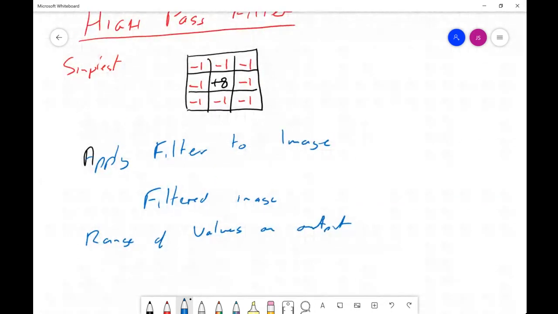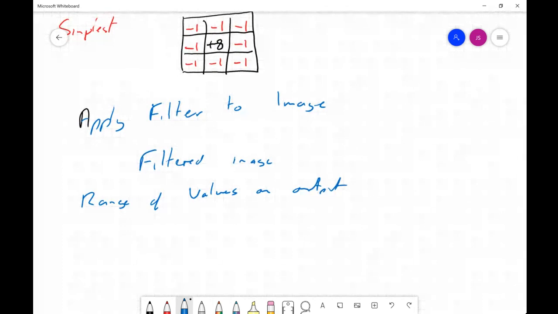Right, we'll take this window. If I'm correlating it with an image where all the output pixels were white and the center pixel was black, let's draw the image. Supposing the window was over this image.